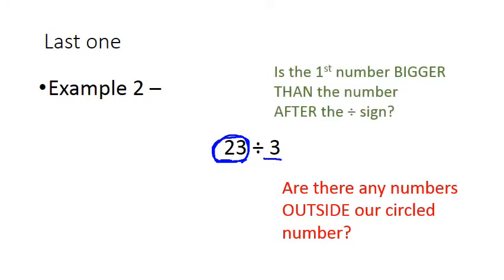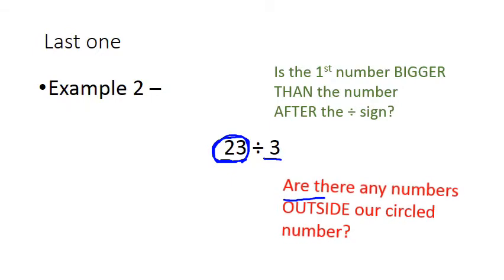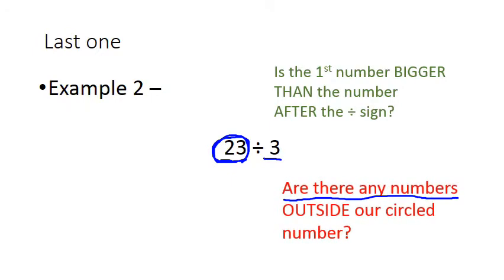Remember that first step: is the first number bigger than the number after the division sign? We then look to our circled numbers and ask ourselves, are there any numbers outside our circled numbers? So I look here and say, there are no numbers outside of our circled numbers. This will make our life lots easier. We don't have to do any extra steps.